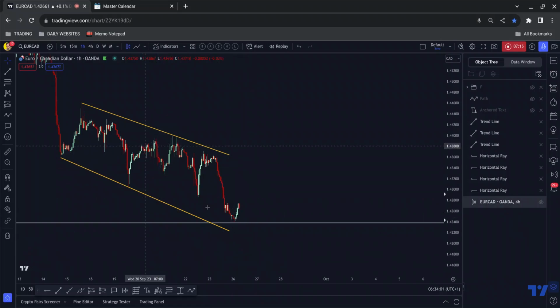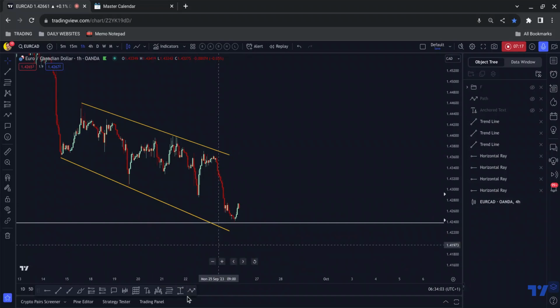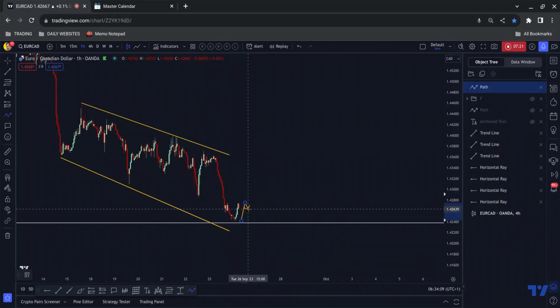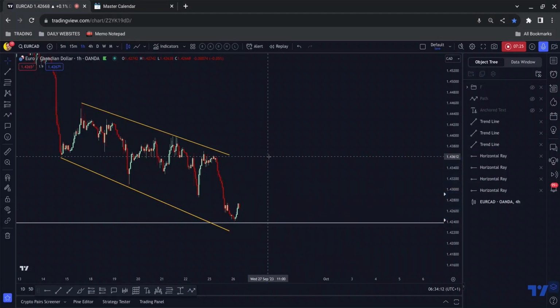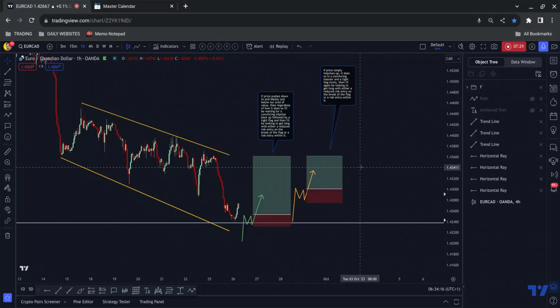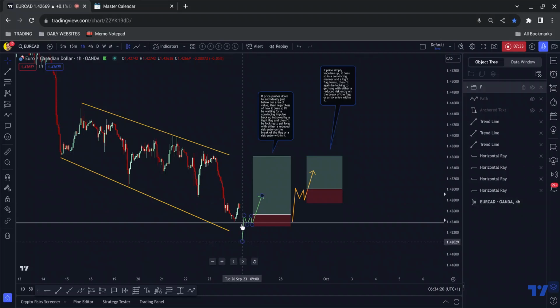So I wouldn't be taking a little flag in here, for example. Okay, I wouldn't be looking for a little flag like that before getting long, because of that. Okay, and because of what I've just said, and all things considered, what I'll be looking for is a break below here, followed by a pushback up and a flag before I look to get long. That would be my preferred entry.